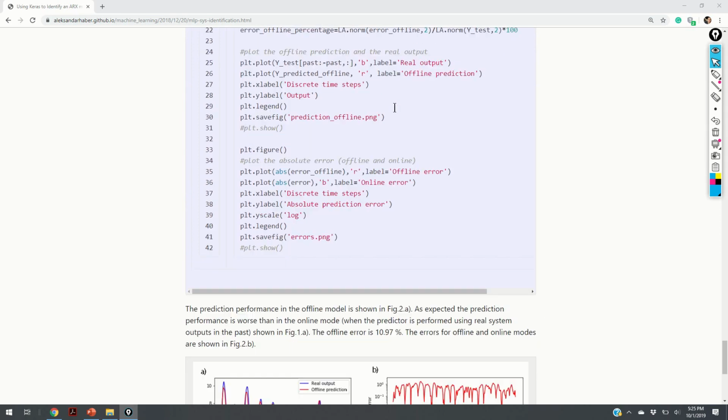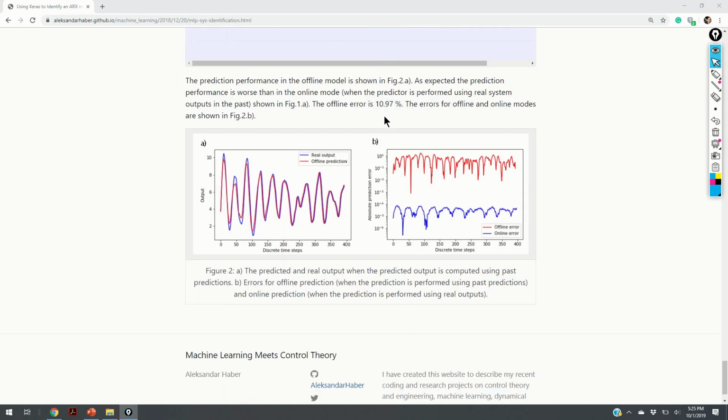So if we apply the previously described approach, we obtain the prediction performance given by figure 2a. We see that the prediction performance is slightly deteriorated. However, the prediction performance is still good. And here we compare the prediction errors at certain time instances between the two approaches. The offline approach is the previously described approach, and the online approach is the approach when the true system outputs are used to generate the predictors.